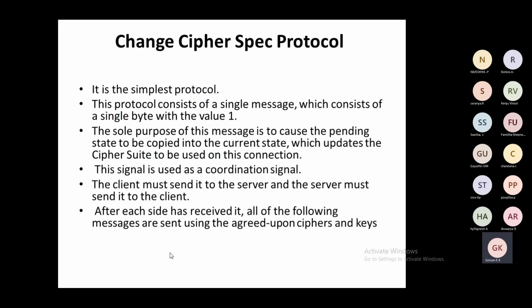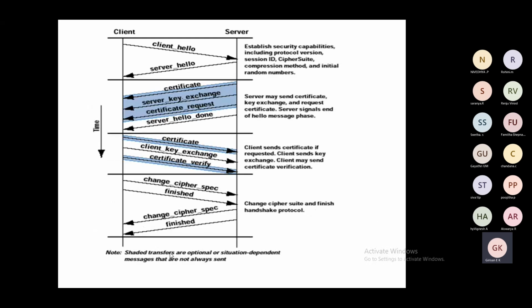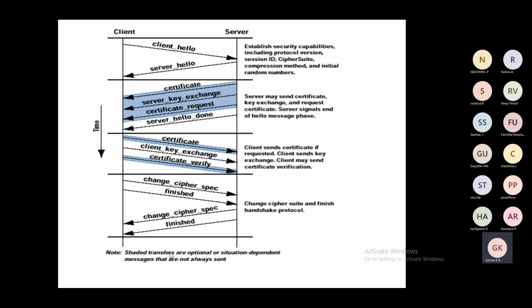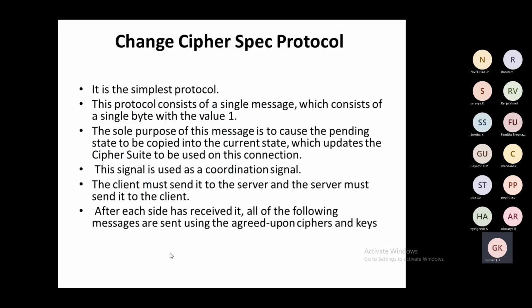Okay, so coming to the change cipher spec protocol, it consists of a single byte with a value 1. If the value is 0, it means that something is not pending. Okay, the purpose of this message is to note the state of the handshake protocol, state of the connection. Mainly the change cipher protocol functions as a coordination protocol, coordinates between the client and server. Okay, so the client must send it to the server and server must send it to the client. Change cipher spec should be changed by the client and the server. That is most important.